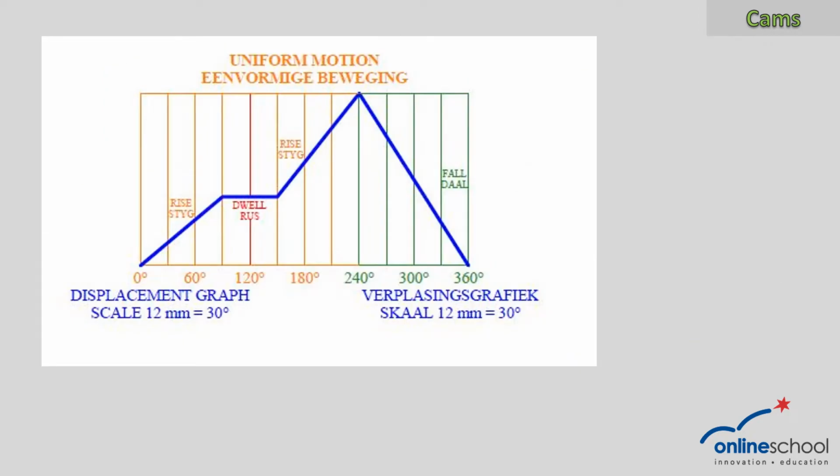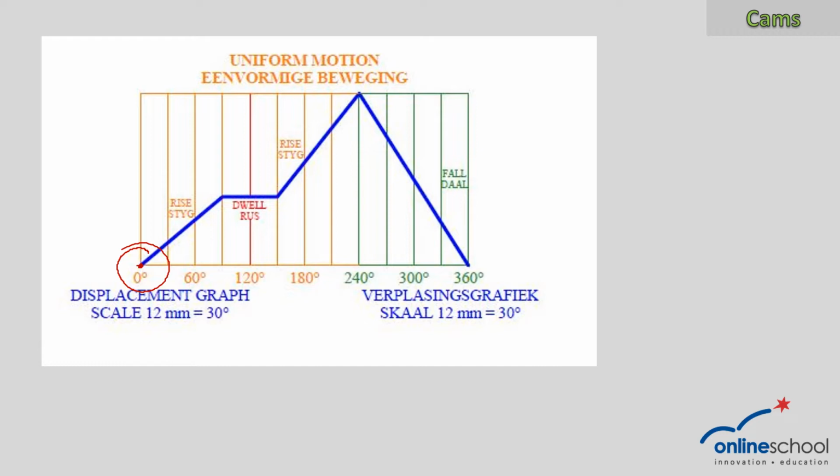Here we are looking at the graph for the uniform motion of the movement of the follower. As you can see, this graph just has straight lines, and there's a lot that we can determine from this image. The first thing is that we have our starting point at the baseline of the graph, meaning that's the minimum displacement. So that's the lowest that the follower can go down, regardless if it's a wedge-ended follower or a roller-ended follower.